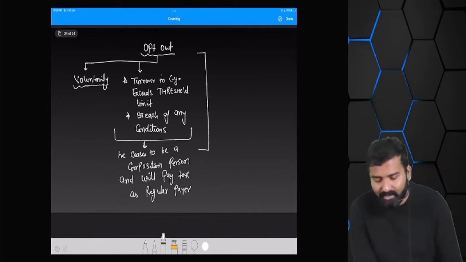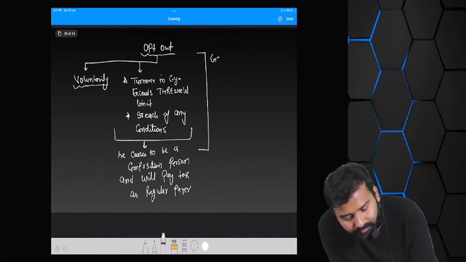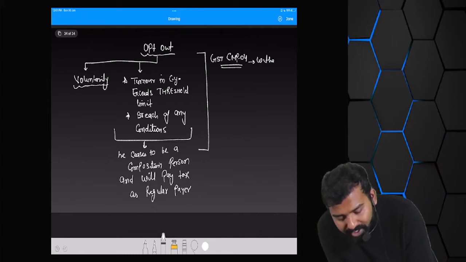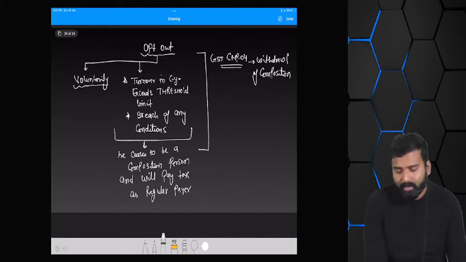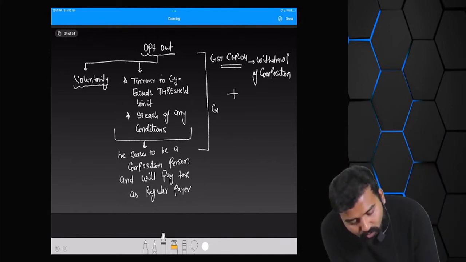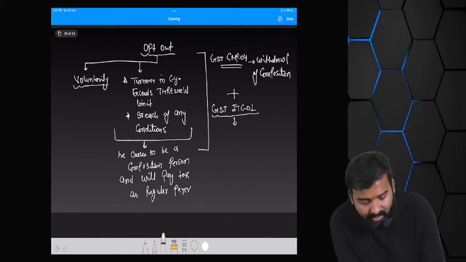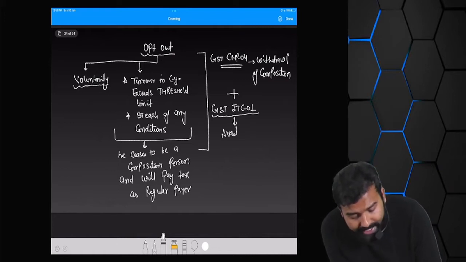How can he surrender? The form is GST CMP-04. That is for withdrawal of the composition scheme. If he wants to withdraw from the composition scheme now, the form number is GST CMP-04. And with this, he has to file one more form, that is ITC-01. This form is for what, sir? Now he can avail ITC on stock.